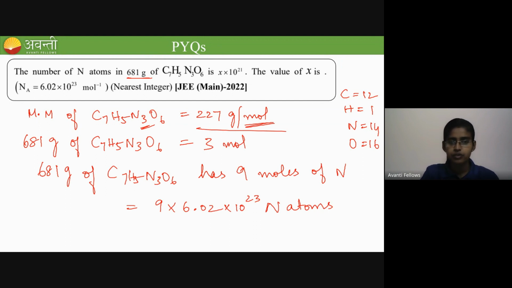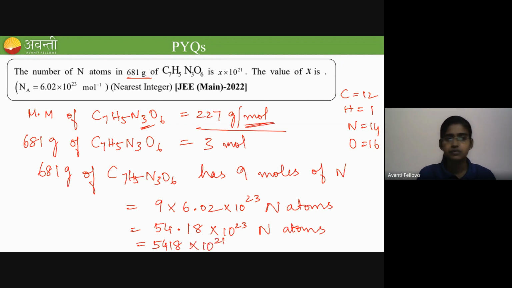Okay. Now, if you multiply, you will get 54.18 into 10 to the power 23 nitrogen atoms, which is equal to 5418 into 10 to the power 21 nitrogen. Okay. So 3 into 227 will give you 681. So 3 moles. In 1 mole we have 3 nitrogen. In 3 mole we have 9 nitrogen. And the number of nitrogen into the Avogadro number will give us the value of X, the number of nitrogen atoms. Okay. Fine.